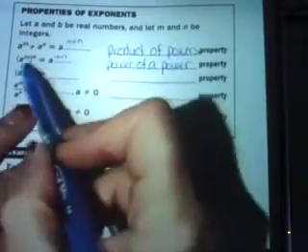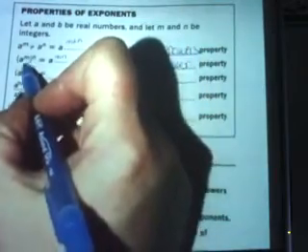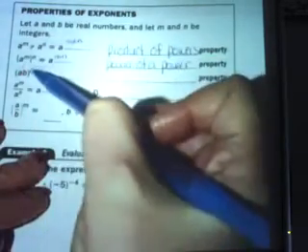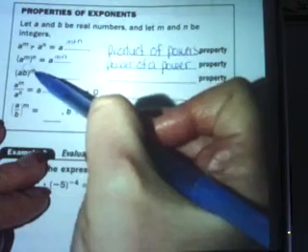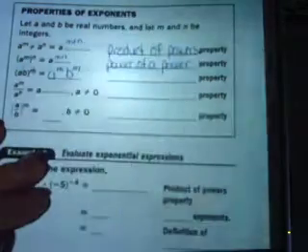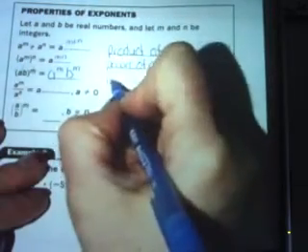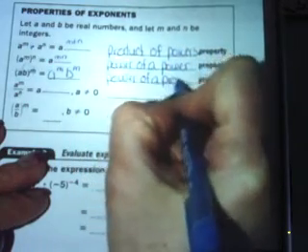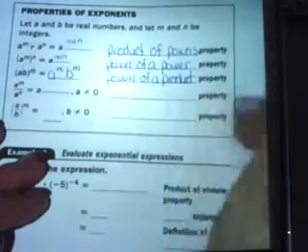Our third property, I can see I have a power of a product. It's a product because this is multiplication. You have to distribute this exponent to each factor. So that's going to become a to the m times b to the m. Power of a product. And that was from lesson 8.1.